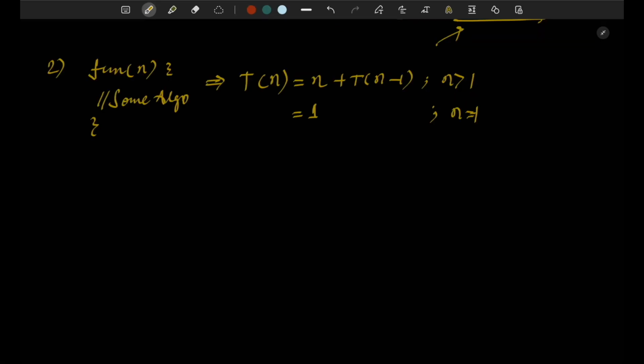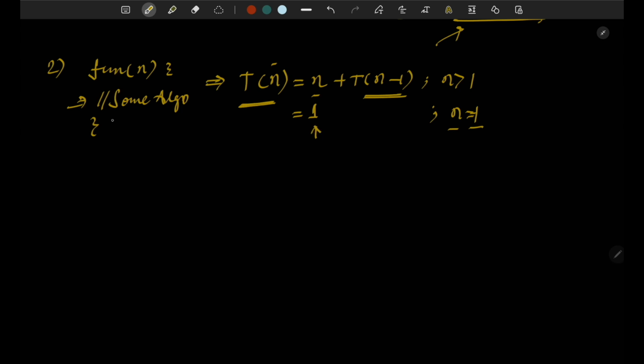Now let's take a look at this example. Here we have a function. There is some algorithmic implementation inside this function, and what it leads to is this recurrence relation, wherein the time taken to execute this for an input size n is going to be n plus T of n minus 1, for all such n whose value is greater than 1. And the base condition is when n becomes 1, then the value is 1.